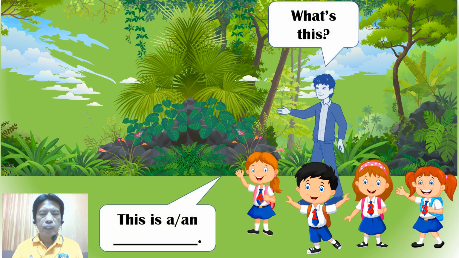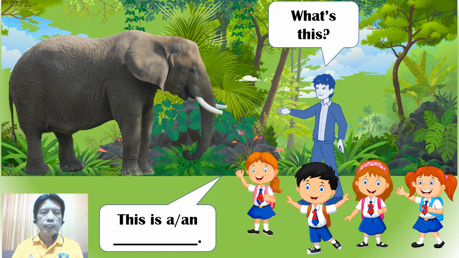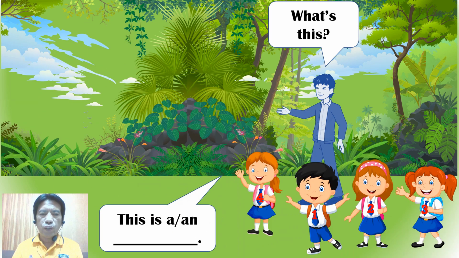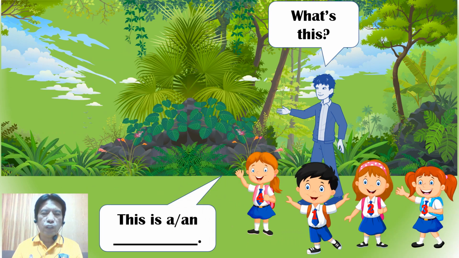What's this? Again, what's this? This is a tiger. What's this? Answer, please. Very good. What's this? This is a rhinoceros. Very good.